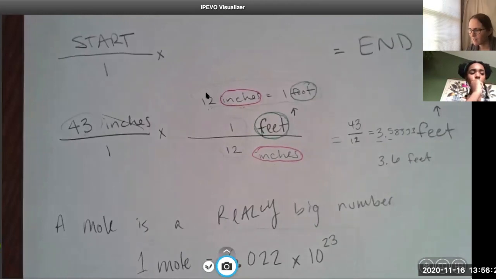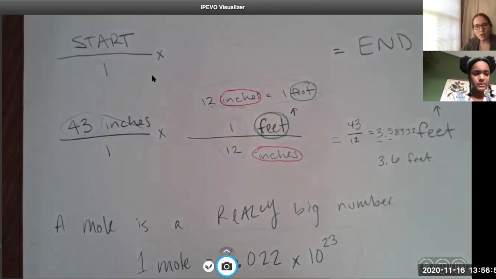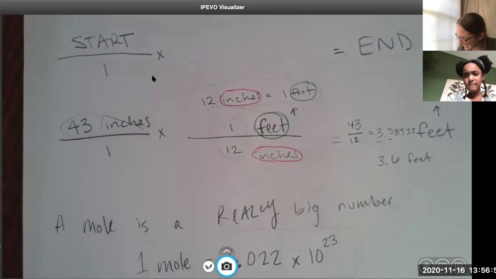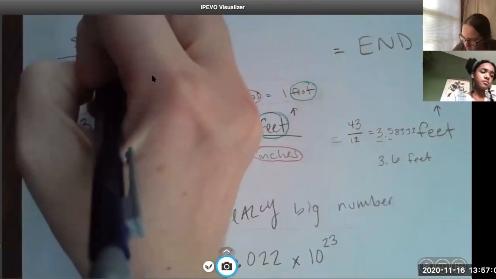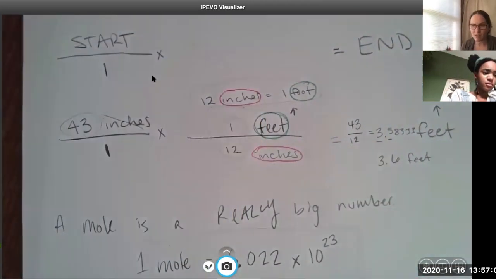Since we have inches on the top left, then they go down to the bottom right. And on the bottom is that feet, when we have 43 inches divided by 1 foot, or maybe I'm a little off track. That one is always a 1. The thing itself is always over 1. Okay.